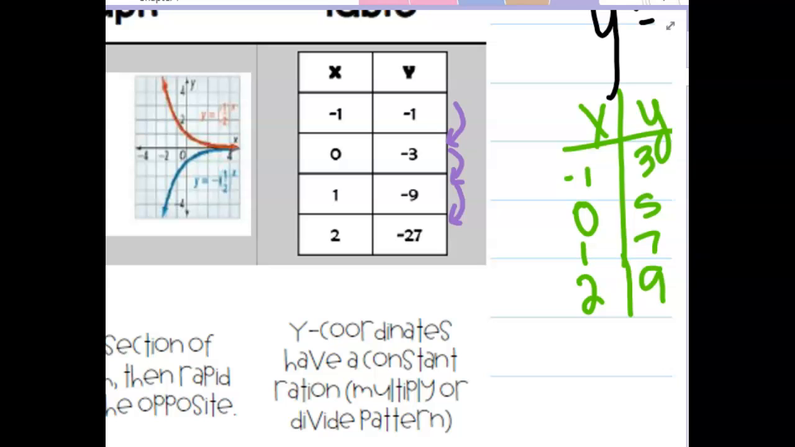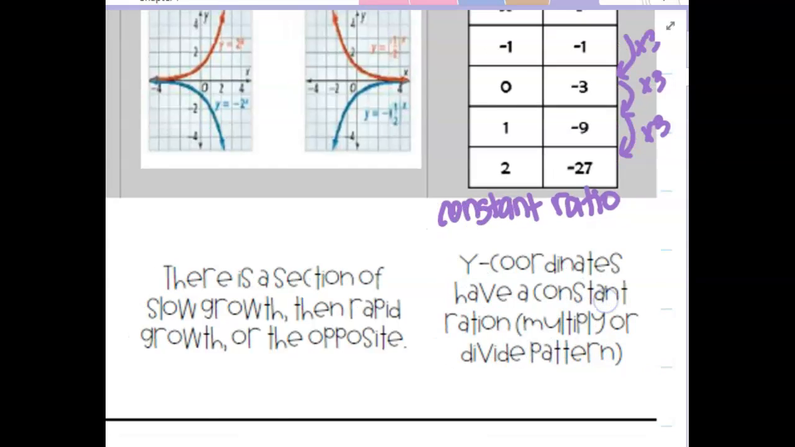Times what? Times 3, right? You would multiply by 3 each time. This is called a constant ratio. A constant ratio, meaning you're going to multiply or could be divide. Okay? But if it's linear, it's going to be a constant rate of change, meaning you're adding or subtracting each time. If it is exponential, you're going to be multiplying or dividing.